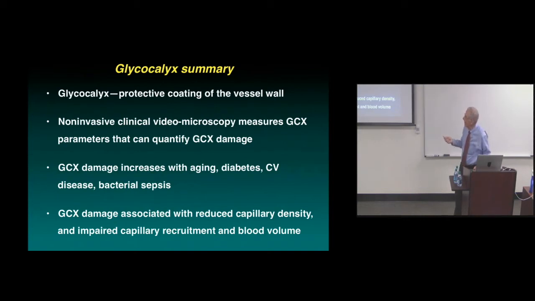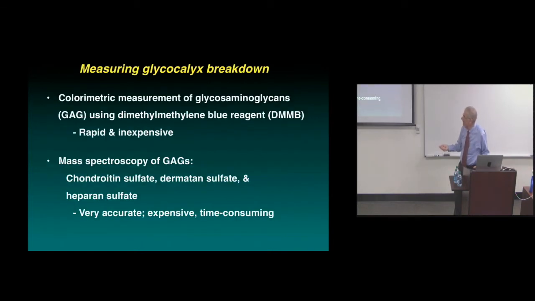So in general, the glycocalyx is the protective coating of the vessel wall. You can measure this non-invasively. The damage increases with age, just older you get, and that was true with all our volunteers. You know, the younger students and people working in the lab had a value that was pretty small. 50-year-olds were much larger. The 73-year-olds were quite large. And these people were apparently healthy, but it did relate to age, but also diabetes, cardiovascular disease. Some papers have been published about bacterial sepsis. And in general, we've done that. I'll show you some of the results.